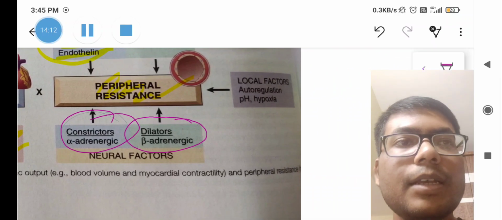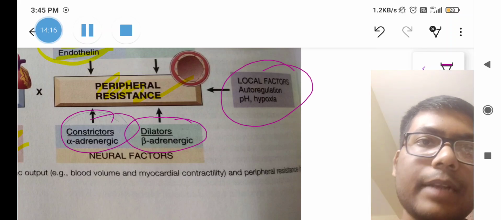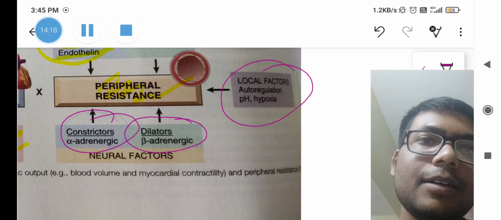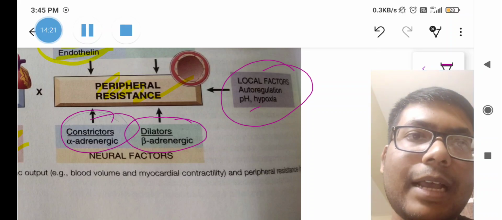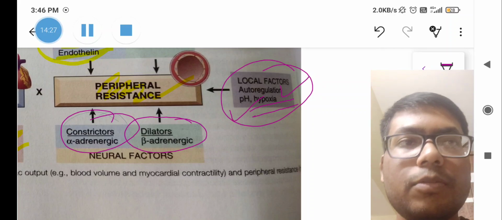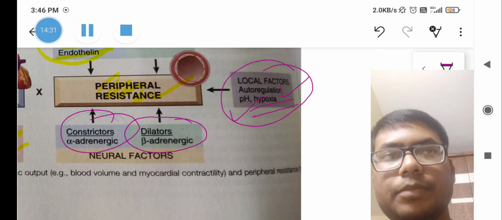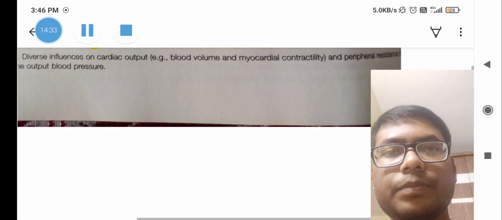And there are the local factors, that is hypoxia, autoregulation, pH control. These are also important in maintaining the pressure in our body.